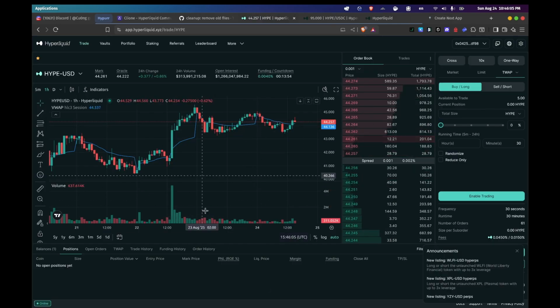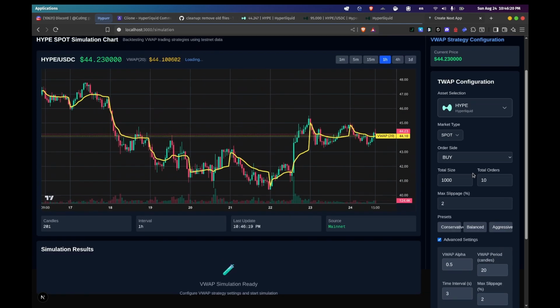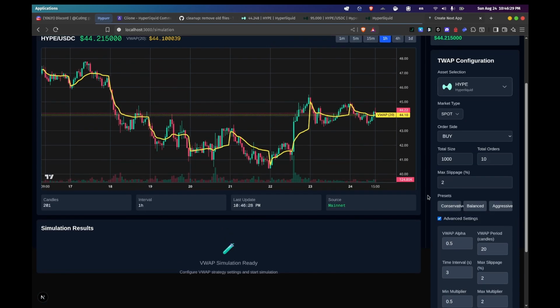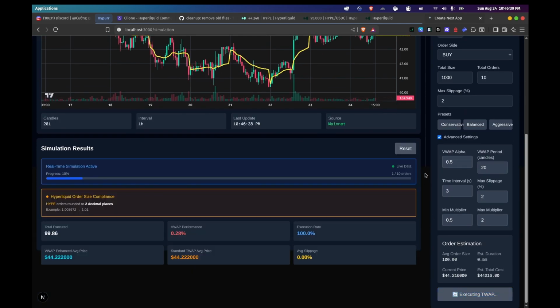Okay, this is the Hype chart, and as you can see, the size of the order book is 200, sometimes below that, and each of our orders is 100. So we are expecting some slippage, and we control it with 2%. If it's higher than 2%, this will automatically be calculated, so the slippage is a maximum of 2%. So the volume is not only adjusted based on VWAP, it's also adjusted on the slippage by reading the order book. All right, let's start the simulation.